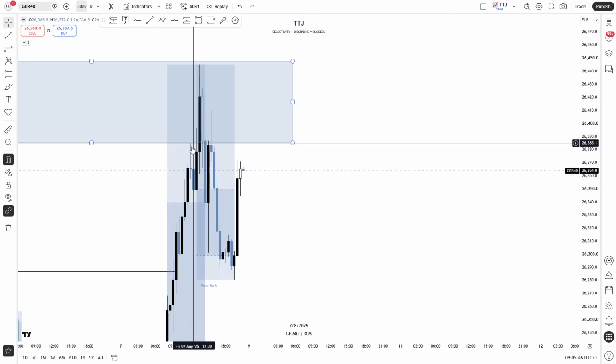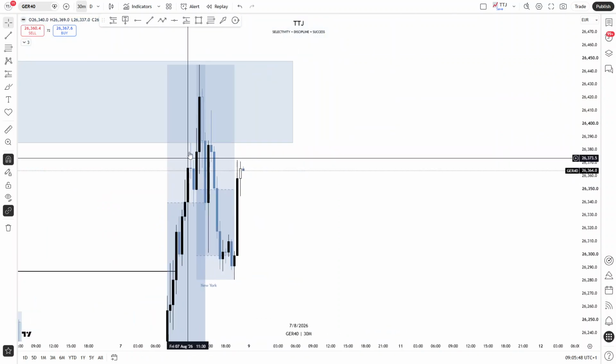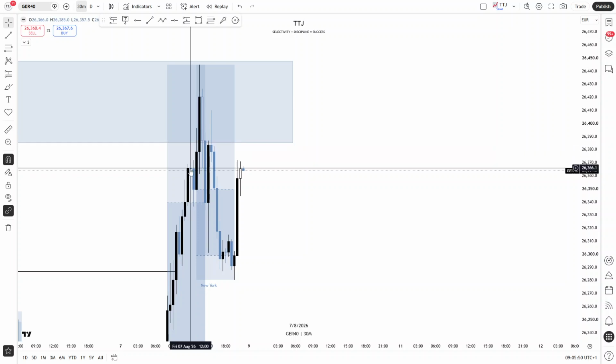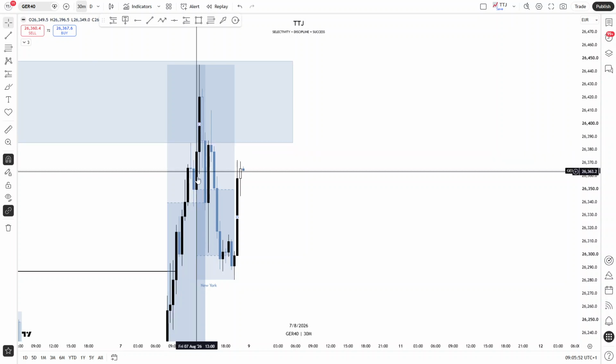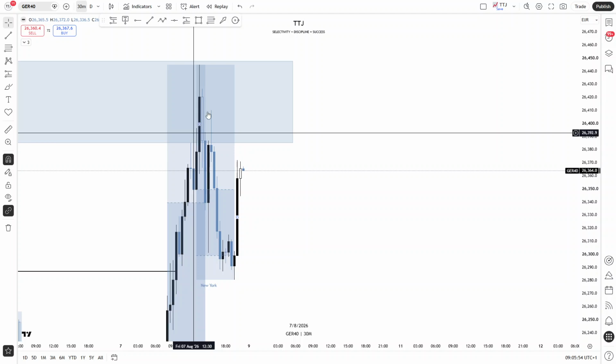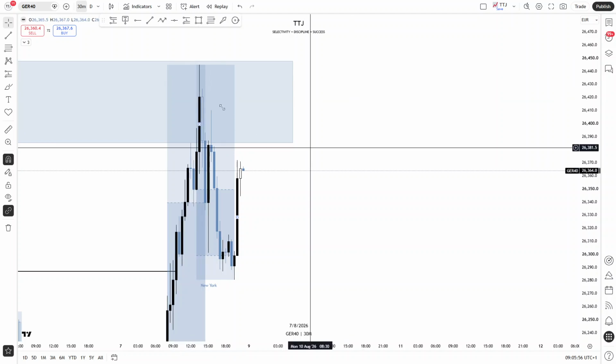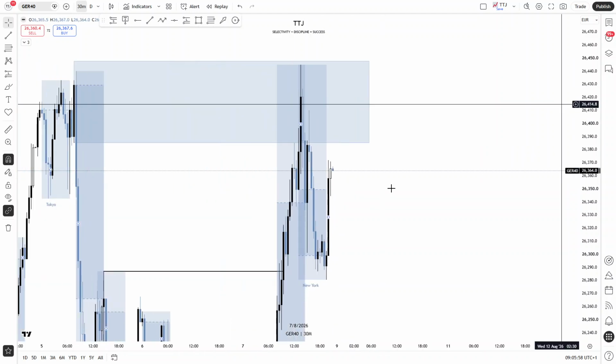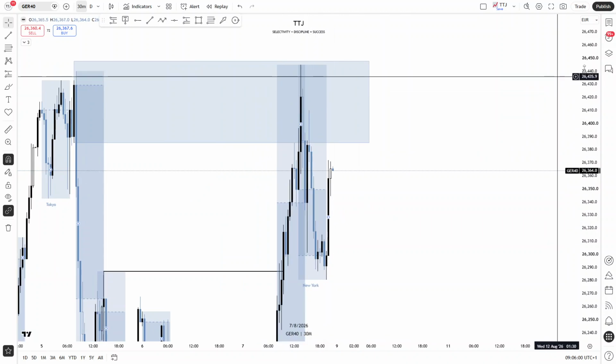I class this as didn't take. We had that candle, that was the entry candle right there. And then price pushed down, and then it failed, and then pushed higher into the POI. So that was, for me, the reason why I did not get into this trade.